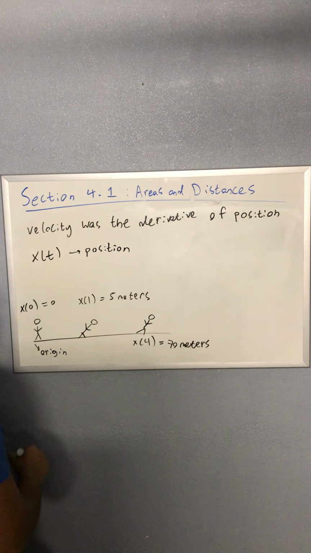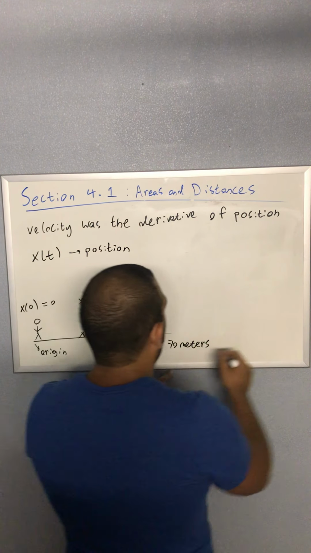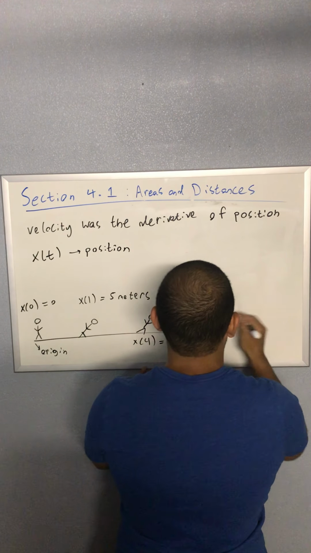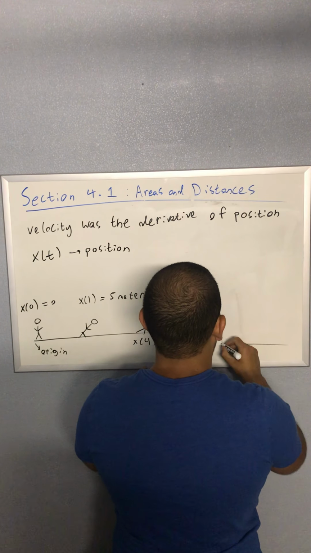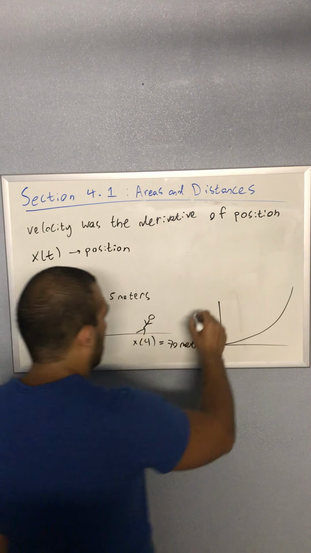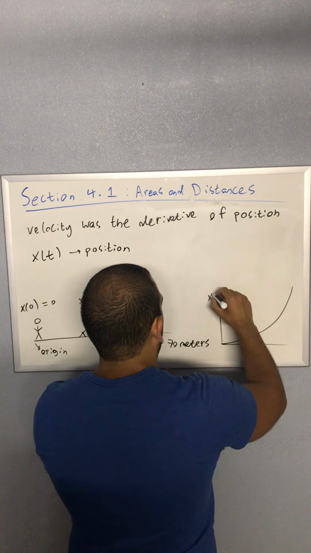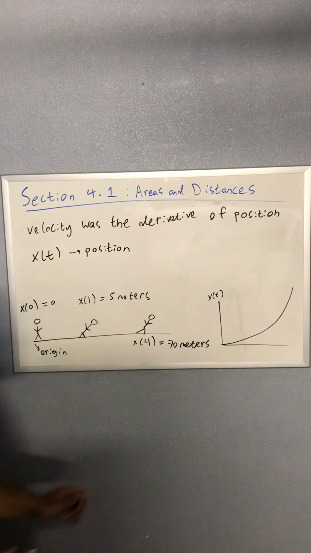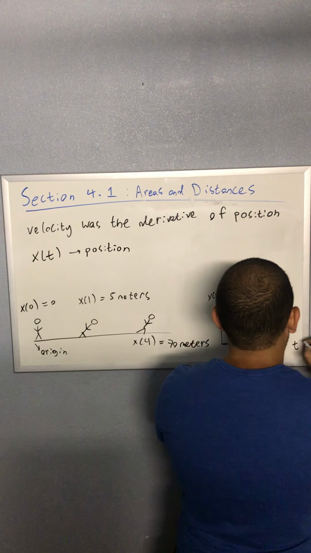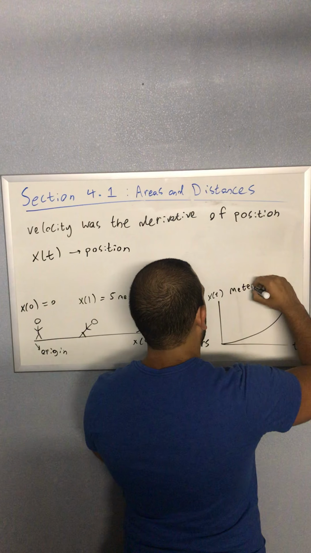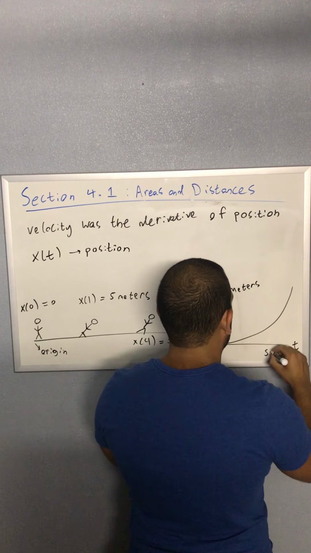And you could actually graph this thing. If you graphed his position, for example, let's say it looks something like this. So this would be x of t, the position as a function of time. And these units were in meters, right? This was meters, the units, and this was in seconds.